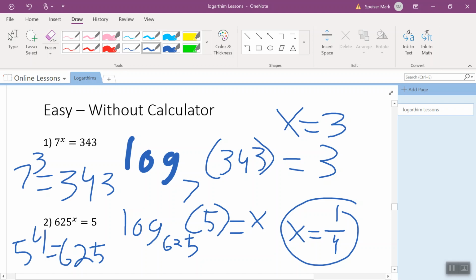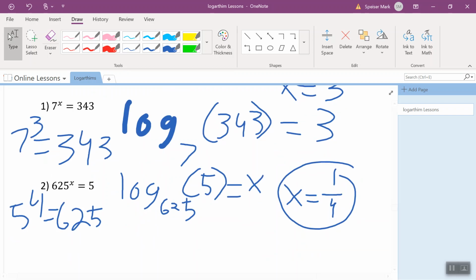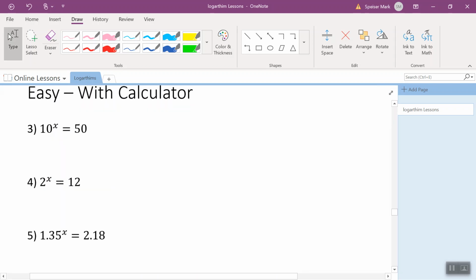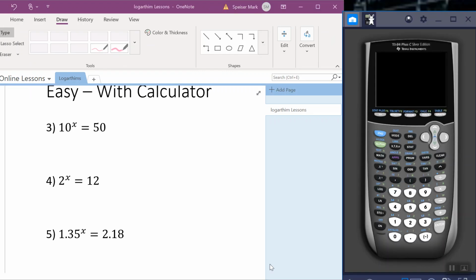So there are some simple cases without a calculator, but most of them do require a calculator. Let's go on to some simple examples using the calculator. So let's pull up our calculator. Okay, so 3 simple examples using the calculator.